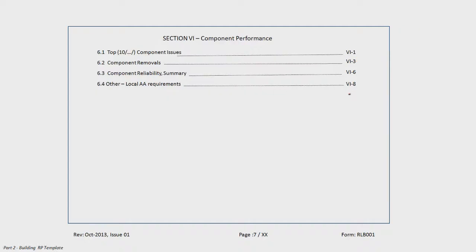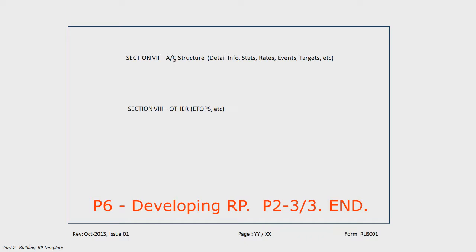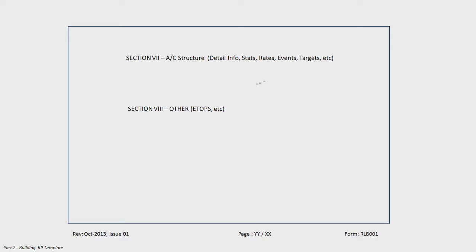Okay. Section 6 is component reliability, top 10, 50, if you wish 100% component issues, component removals, component reliability summary. I can put here MTBUR, URR, etc. Other local aviation authorities requirements. By the way, alert levels should be also here. Okay. The next, section 7, aircraft structure. It's all about aircraft structure. And section 8, other. Let's say if you are ETOPS certified, ETOPS reliability program, etc.